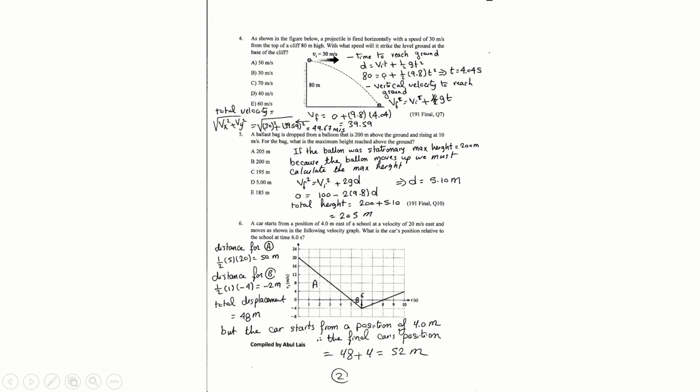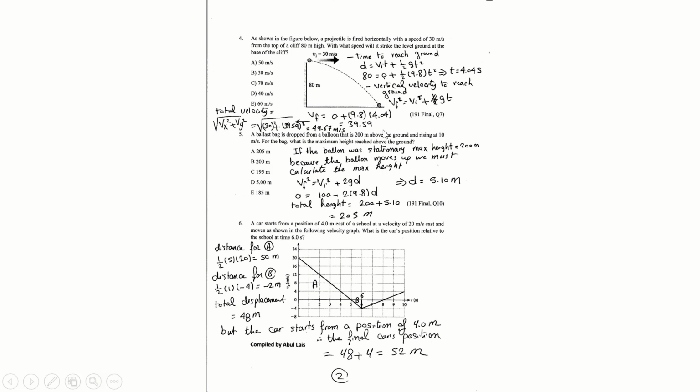Now I need to know the final vertical velocity. So v final equals v initial plus g t. Again, v initial is 0, g is 9.8 and the time is 4.04. Now we know the final velocity, which is 39.59. Now we want to read the question carefully. It says, with what speed will it strike the level ground? So it did not ask us with what vertical speed, it asked us with what speed.